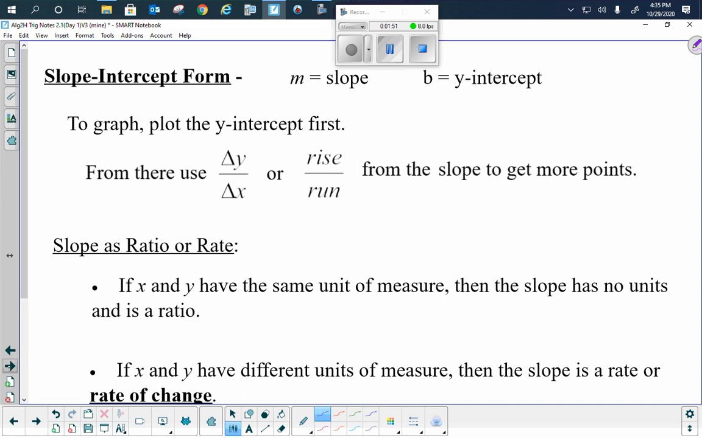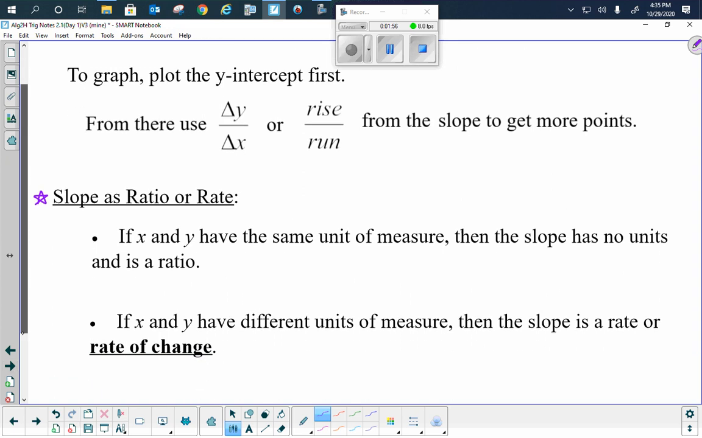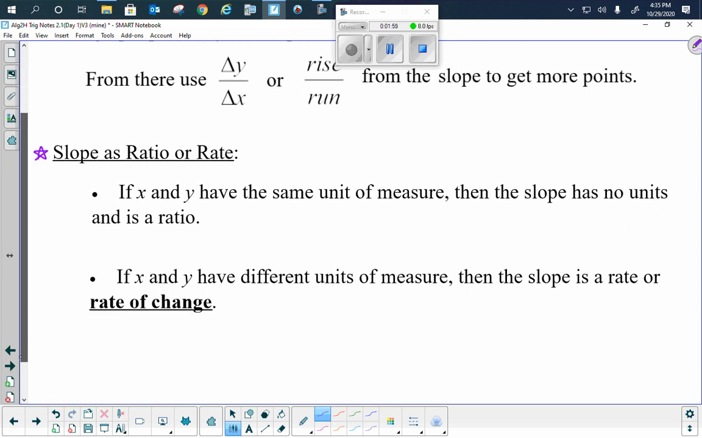And then as far as slope as a ratio or a rate, if x and y have the same unit of measure, then the slope has no units and it is just a ratio. If x and y have different units of measure, then the slope is a rate or a rate of change. Rate of change is something you will hear all the time in pre-calculus and in AP calculus. The rate of change: as one thing changes, how fast is the other changing?